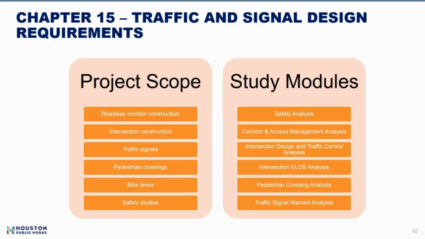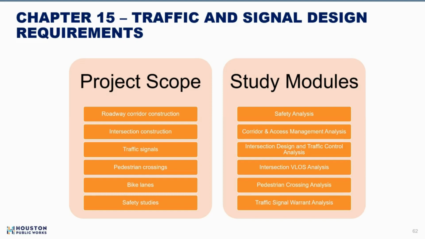The way we have thought through this section is we have defined a series of project scopes, which I've shown on the left. And then we have a lot of interchangeable study modules shown on the right. And we have very clear guidance in the chapter for how to link these together. But the first step would be to identify your project scope. So if this is a roadway corridor construction project, intersection construction, traffic signals, pedestrian crossings, bike lanes, or safety studies, we define what each of those mean. And then each of those will have their own requirements for the different modules that are shown on the right.